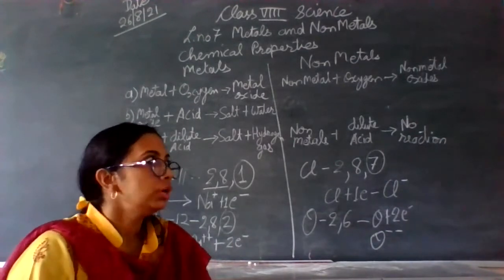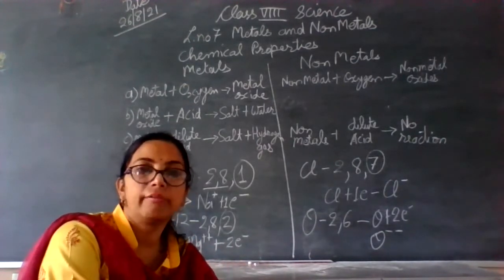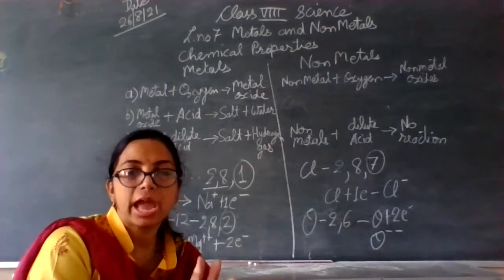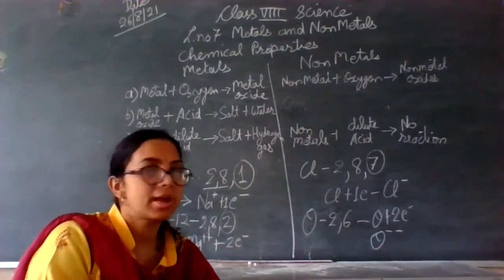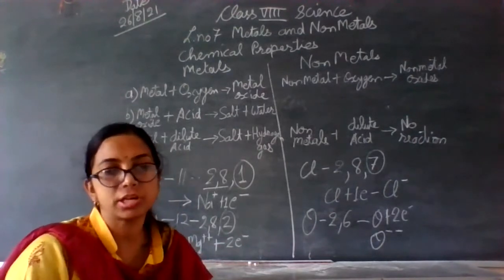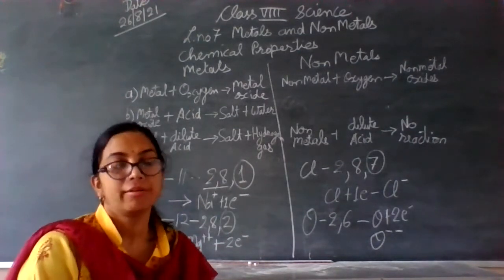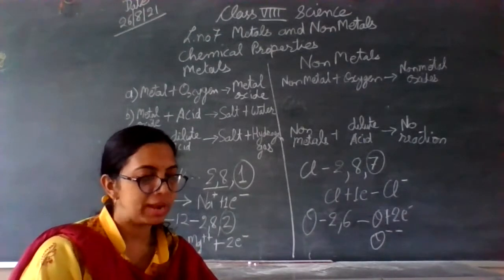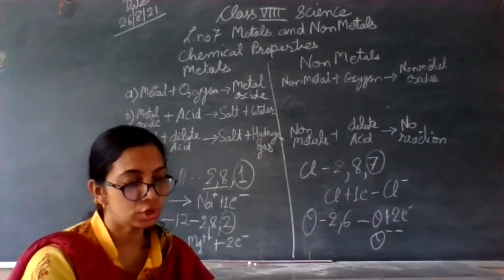Catalysts, what do they do? They help in making a reaction between two things. Sometimes a reaction needs a catalyst to be performed. For that purpose, platinum and palladium are used.